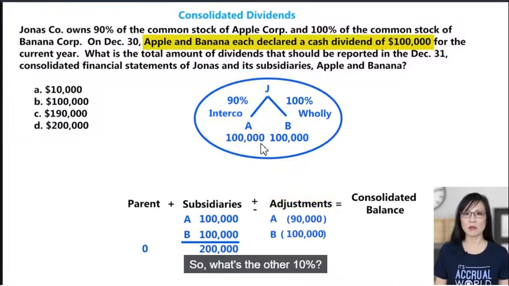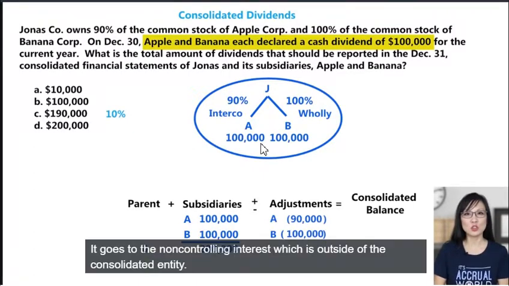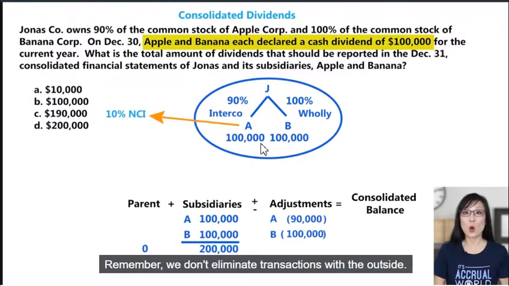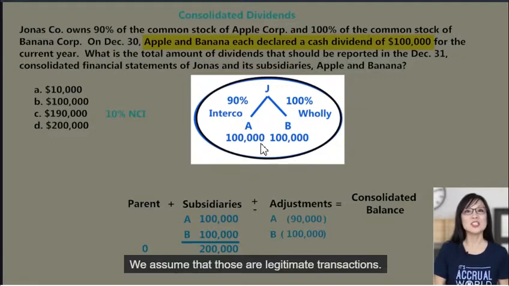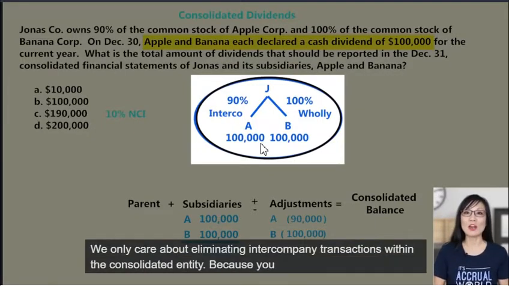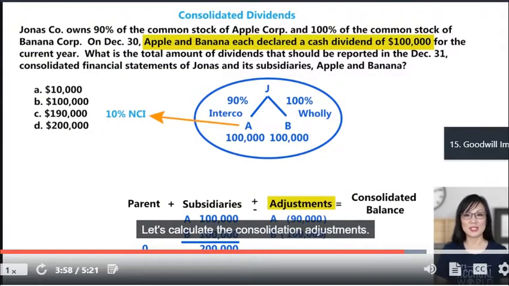So what's the other 10%? It's 10% of $100,000, which equals $10,000. Who does this go to? It goes to the non-controlling interest, which is outside of the consolidated entity. Remember, we don't eliminate transactions with the outside. We assume that those are legitimate transactions. We only care about eliminating intercompany transactions within the consolidated entity, because you can't have transactions with yourself and record them like they're legitimate. Let's calculate the consolidation adjustments.